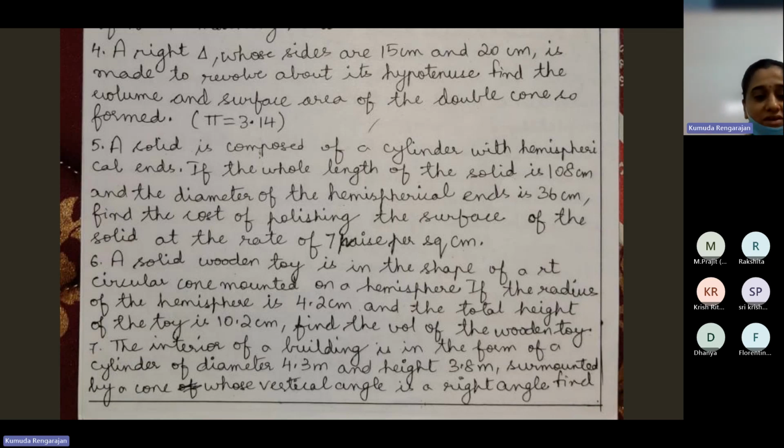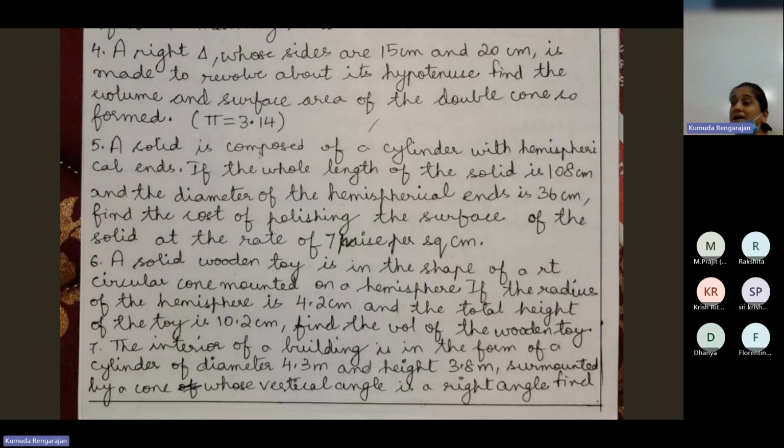Correct. Yeah, because it's given in the form of a cylinder of diameter and height. Of diameter something and height something. So diameter and height are of the cylinder. So the cylinder's height only is 3.8. It's not the height of the building. The height of the building is not 3.8. 3.8 is the height of the cylinder. That's how it's given there.